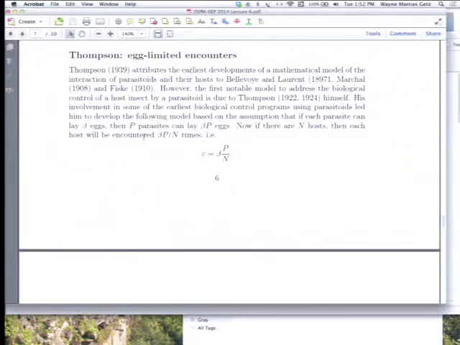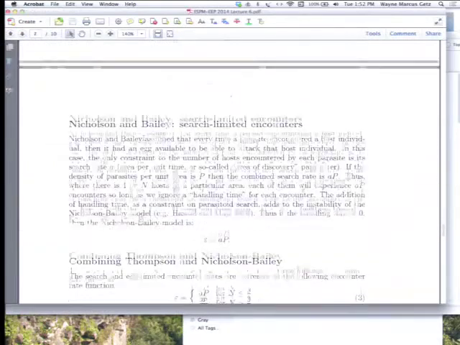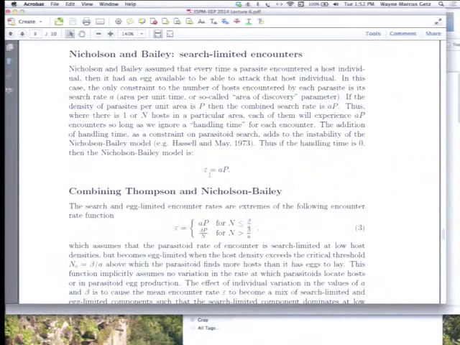But now this epsilon is the encounter rate under egg limited. If we're under search limited, then epsilon is not equal to beta p upon n, but you assume that there's some searching rate, and that the encounter rate of a host depends on the number of parasitoids and how actively they search. So the bigger A is, the more rapidly they search an area. So from the host point of view, how many parasitoids are going to see it? Well, it depends on the number of parasitoids flying around and how rapidly they fly around. So it's just proportional to A times P. So here's a model where epsilon is equal to A times P.